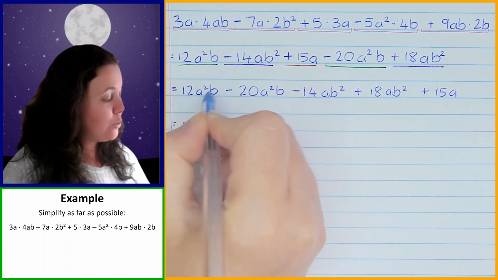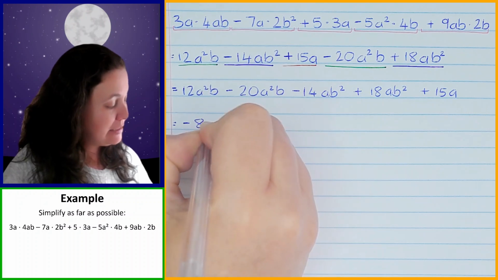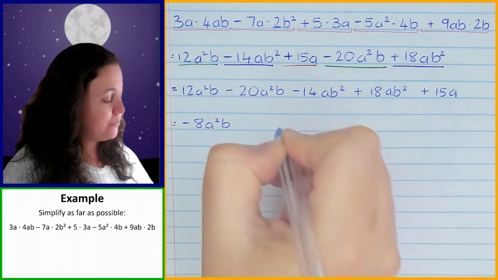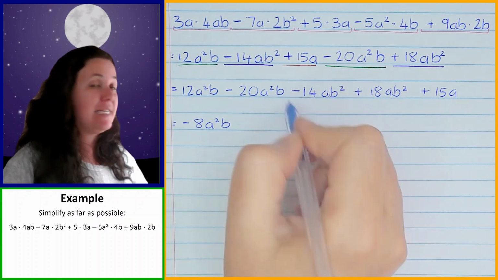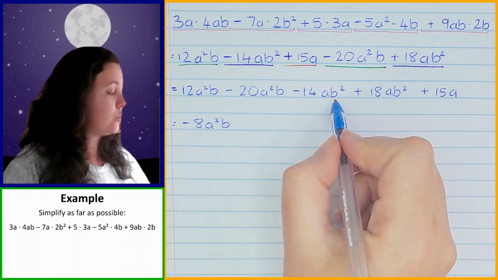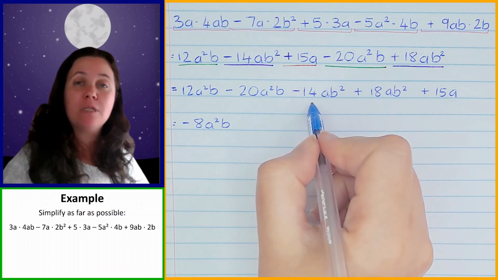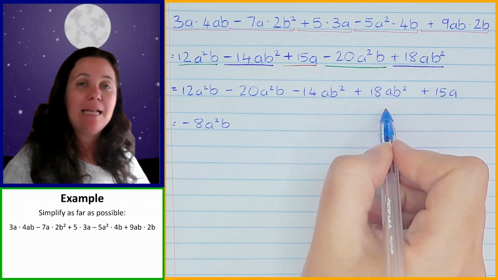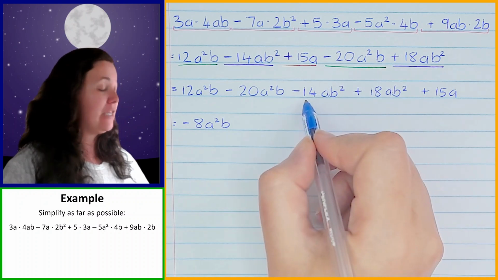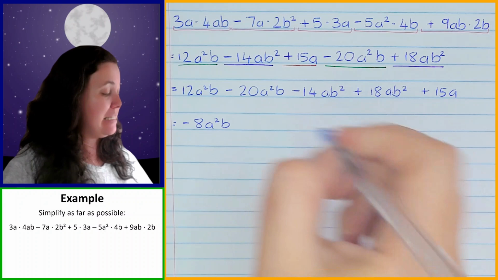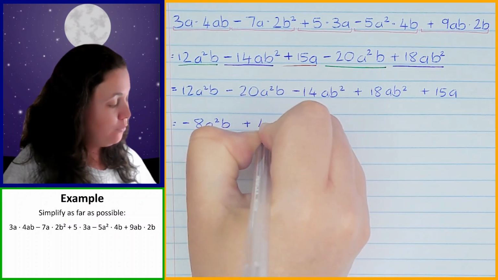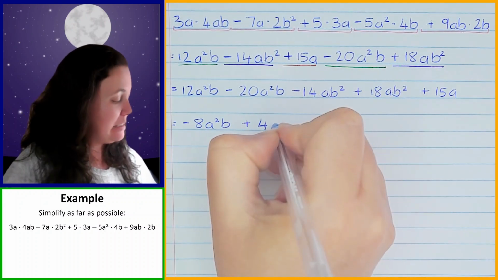And then the a squared b is going to stay the same, so it's negative 8a squared b. Okay, then the next set of like terms I've got is the ab squared and the ab squared here. So I've got negative 14ab squared plus 18ab squared. So I'm going to take the negative 14 and add the 18, and that gives me positive 4. And the ab squared is going to stay as it is.